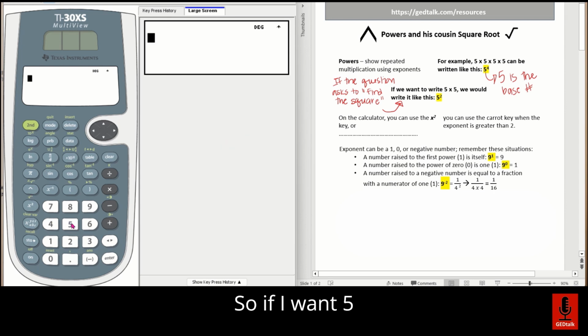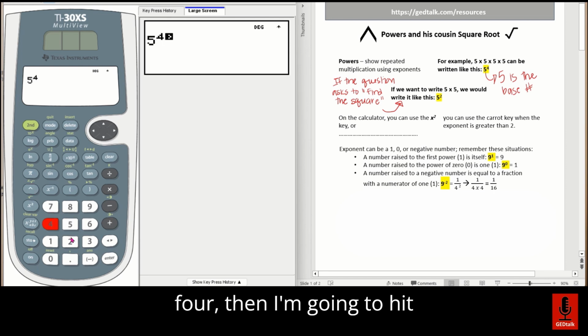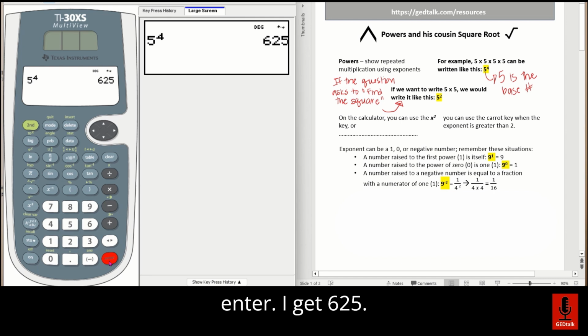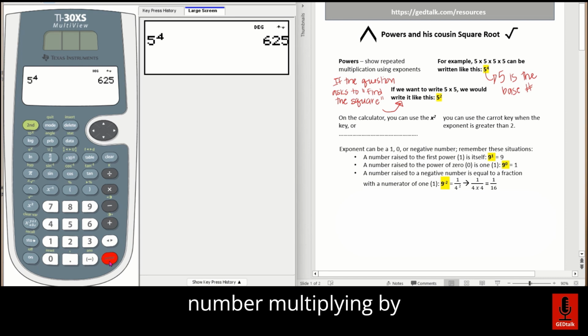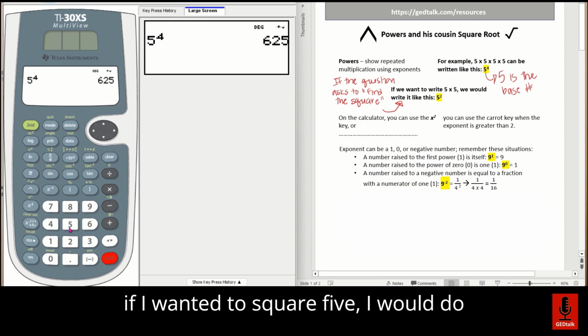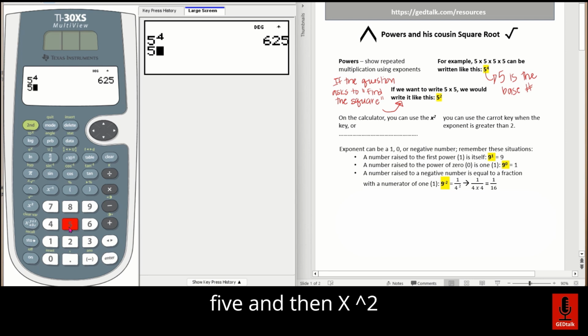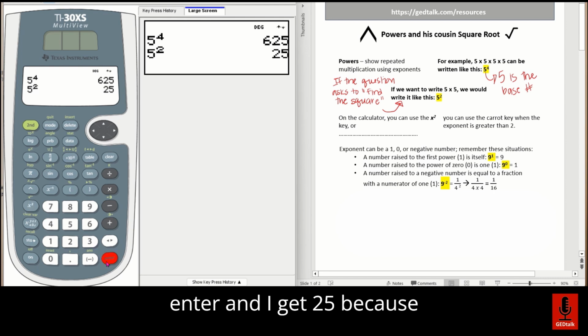So if I want 5 to the power of 4, and then I hit enter, I get 625. And remember, folks, this is the base number multiplying by itself. This is not 5 times 4, because we know that's 20. So if I wanted to square 5, I would do 5 and then the x squared key, enter, and I get 25 because 5 times 5 is 25.